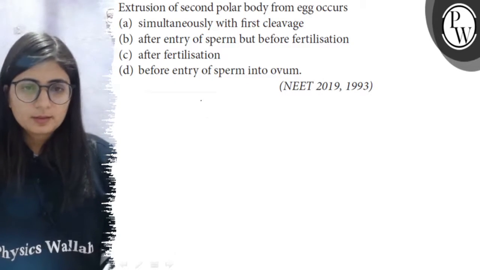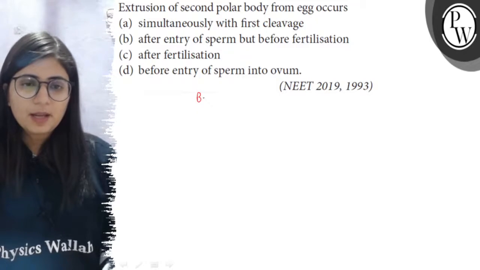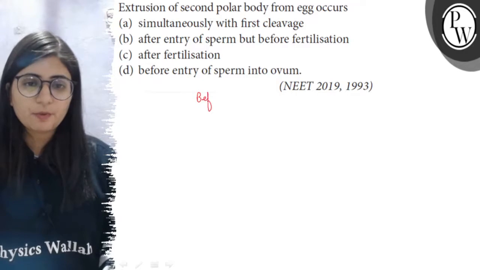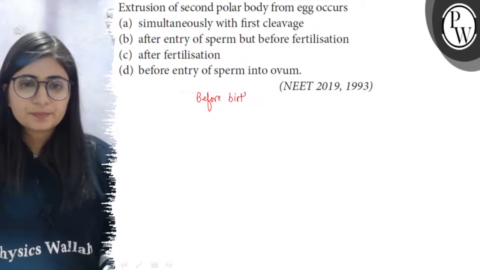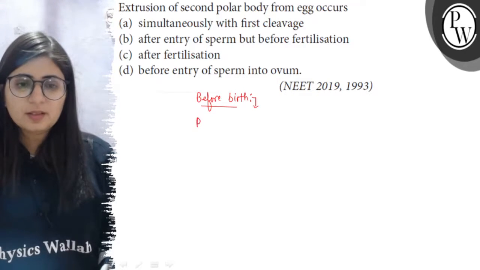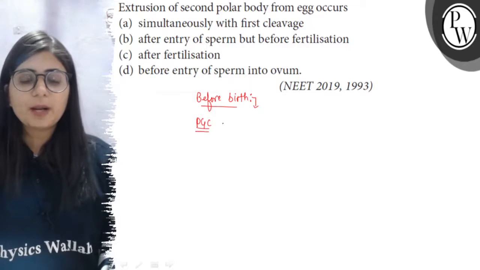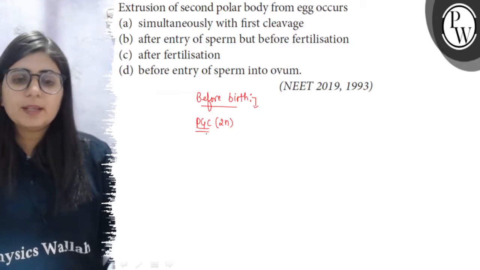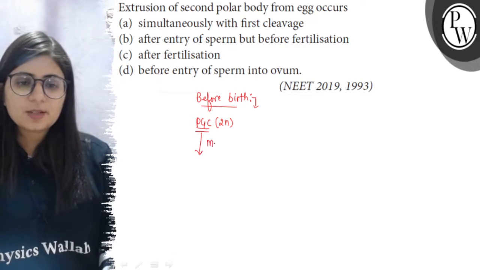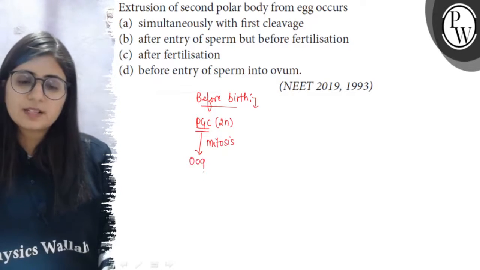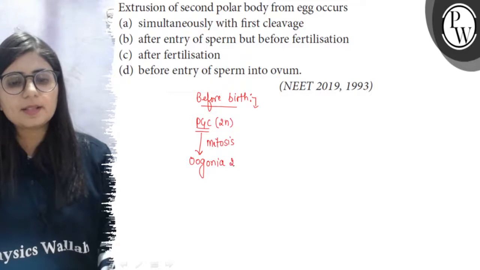When a female is not yet born, meaning she is in her embryonic period, the formation of eggs starts with the mitotic divisions of primordial germ cells, which are the cells present in the epithelium of the ovary. These PGCs undergo mitosis and this forms a large number of oogonia, or the egg mother cells.